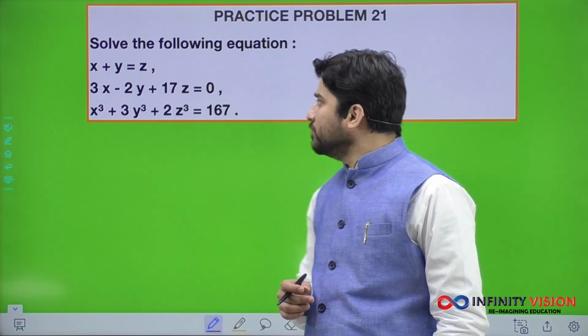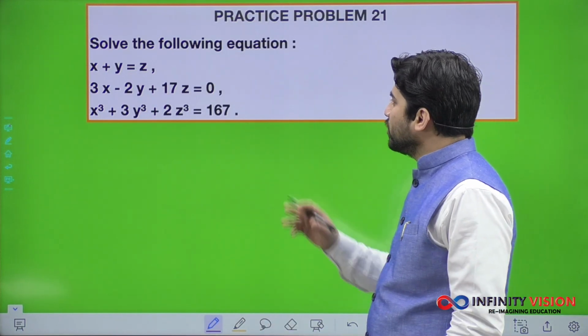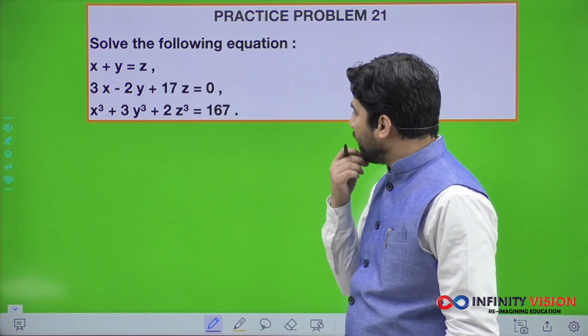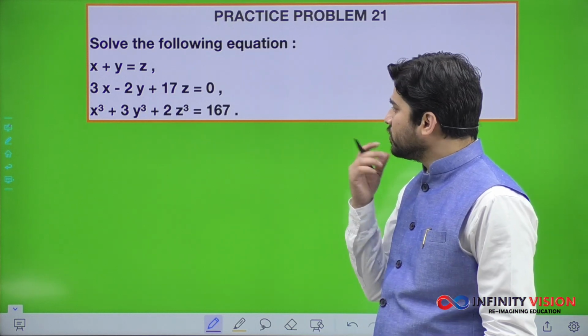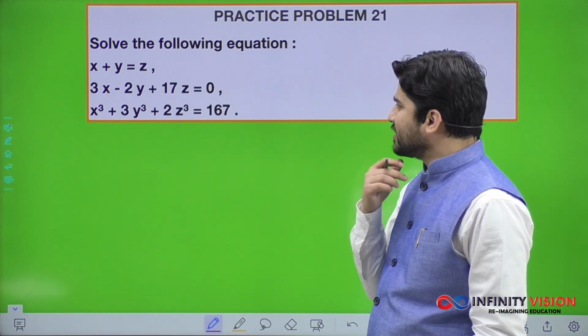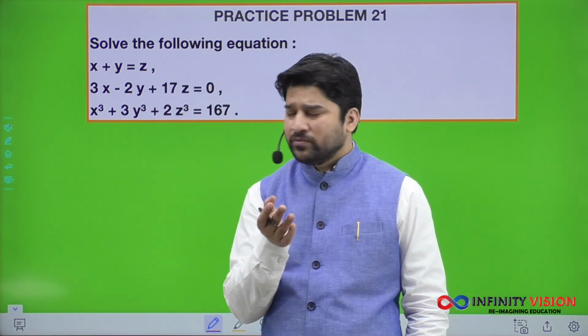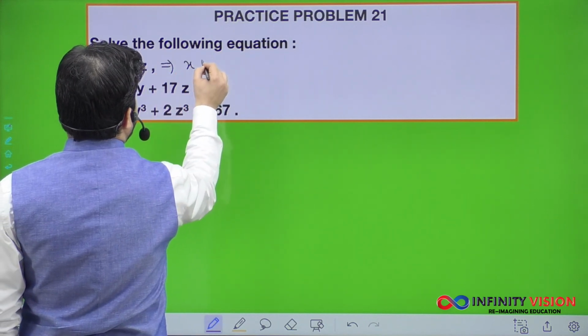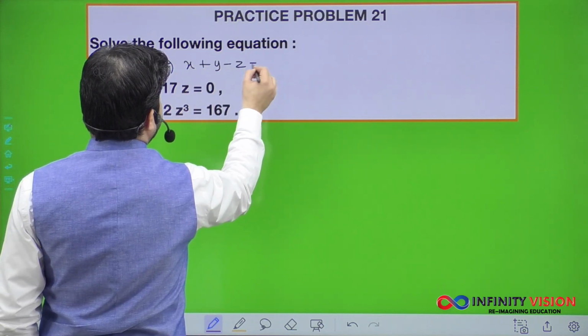Let's look at this problem, that is practice problem 21. You have to solve the following equations. x plus y equals z, 3x minus 2y plus 17z equals 0, and x cube plus 3y cube plus 2z cube equals 167. Exactly the same problem. You just need to write this equation in the right order. x plus y minus z equals 0.